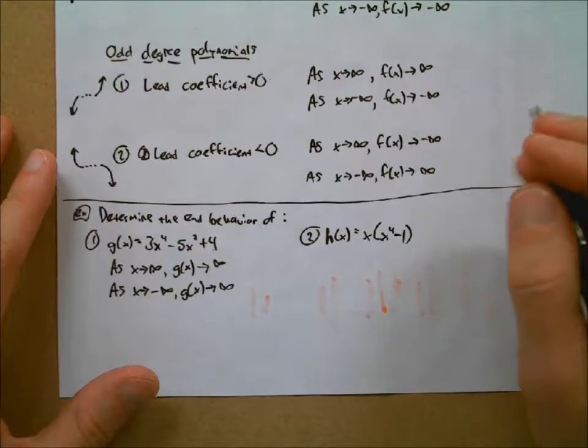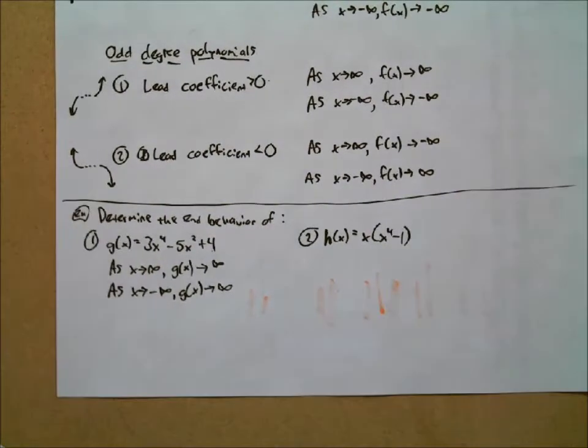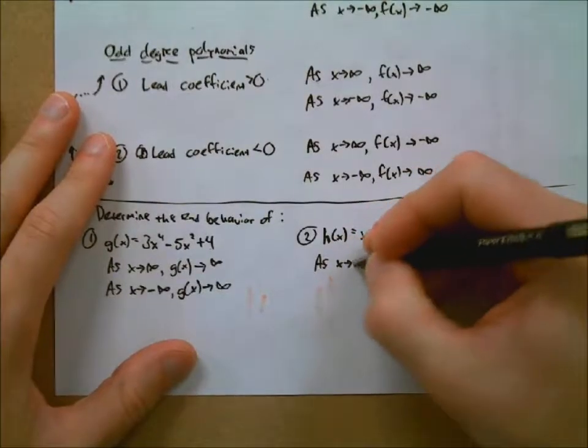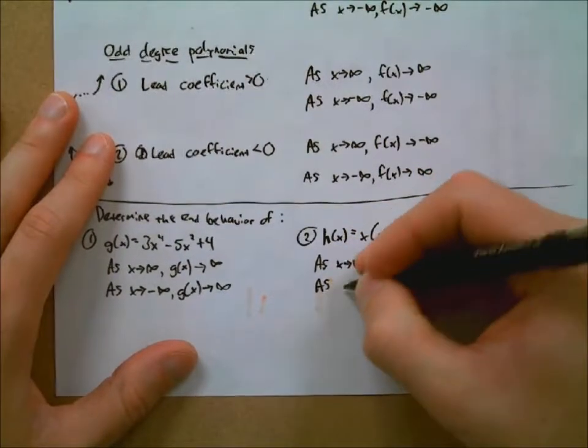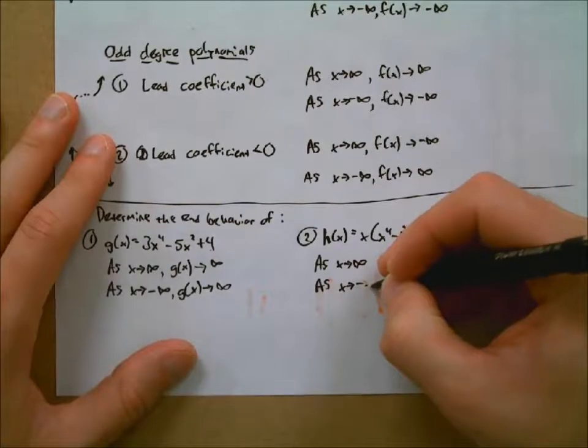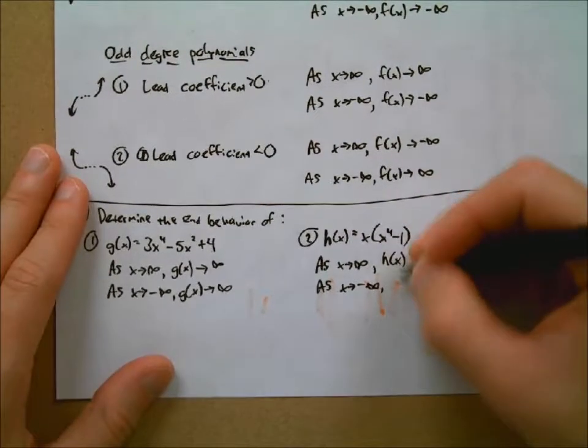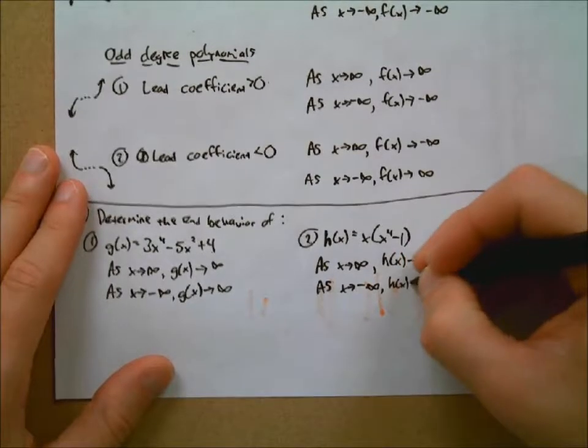But anyway. Okay, number 2. Same thing. I know I'm talking about end behavior, so I know I'm going to have to describe what happens as x approaches infinity and as x approaches negative infinity. Okay, we're talking about h of x now.